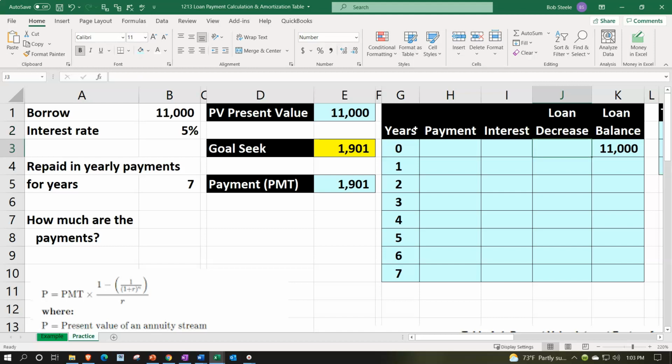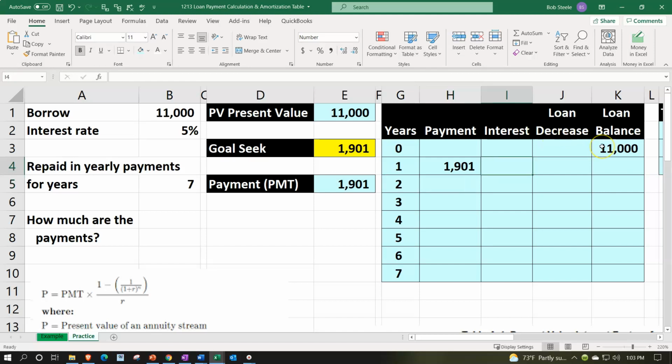That's why spreadsheets are nice. So then we're going to say that the payment that we're going to make each year is going to be equal to the amount. Let's pull it from here. We already calculated the payment. So there's the payment. And then we know what the interest is going to be.